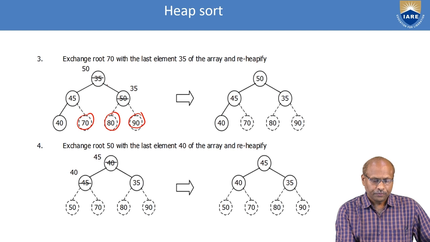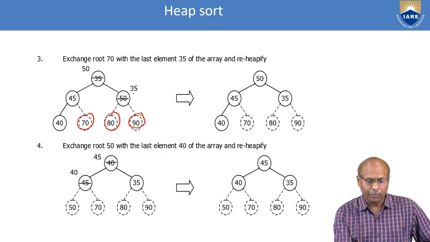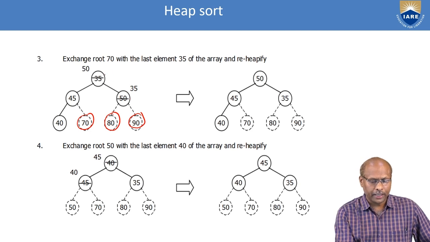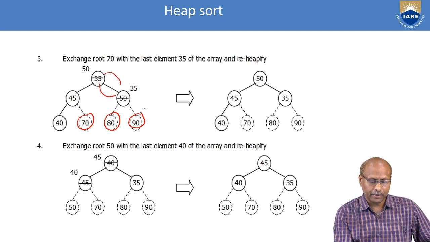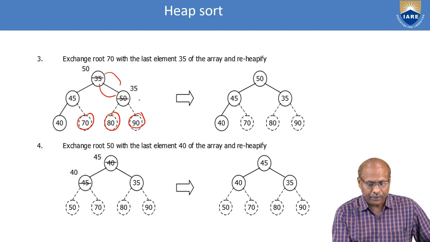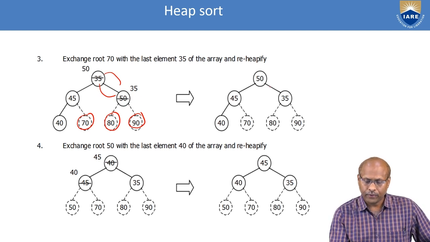Now 35 has gone up. Now compare with both the children, 45 and 50. Now 50 is bigger than 35. So interchange these two. After interchanging, 35 comes down, 50 has gone up. Now 35 has no more children. Stop. So this is the final heap. So 50, 45, 35. Now it is a max heap.